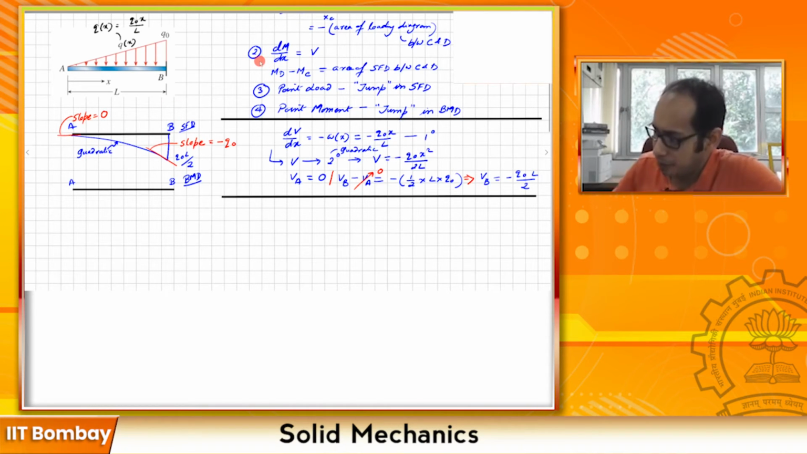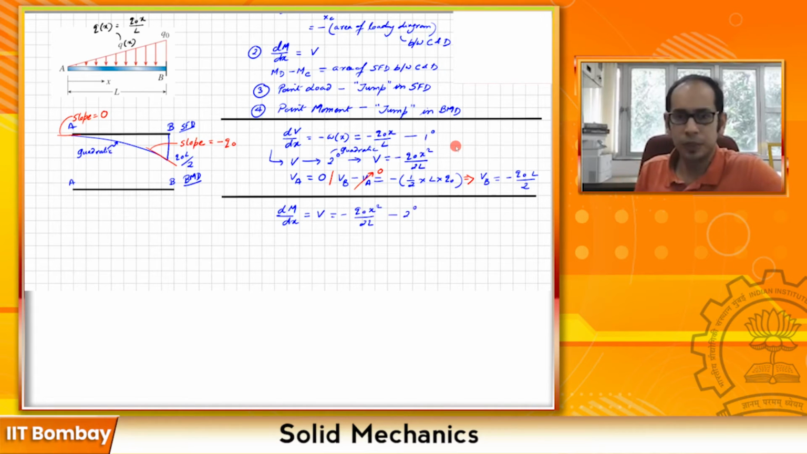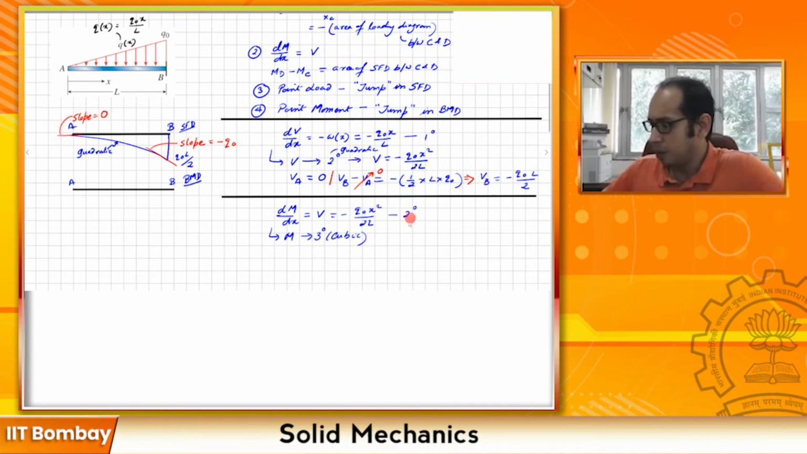So I know that dM/dx equals V, and in this particular case I have also written the expression for V over here. That is minus q naught x square by 2L, which is degree 2, because we saw the shear is a quadratic. So that kind of tells you that your M will be cubic. Okay, so now M is going to be cubic.